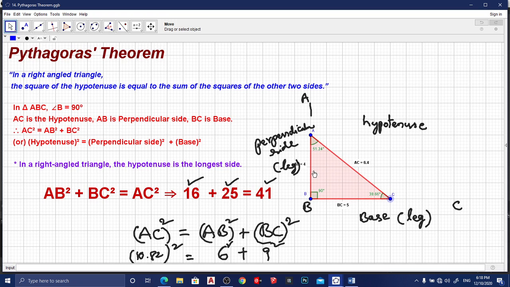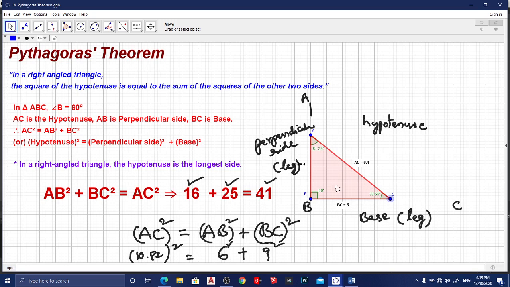If you apply this property, you can check whether it is correct or not. AB square plus BC square, which is 4 square plus 5 square, is 16 plus 25, equal to 41, which is the square of 6.4. So this is the Pythagoras theorem. Here in triangle ABC, angle B is 90 degrees, always 90 because it is a right angle triangle, and AC is the hypotenuse, AB is the perpendicular side or leg, and BC is the base.